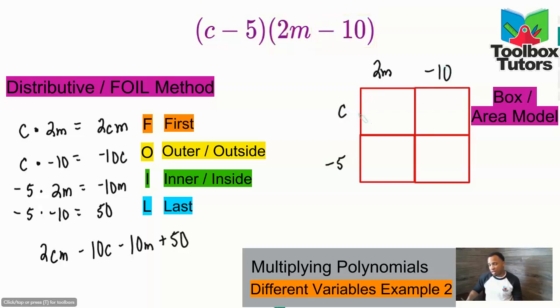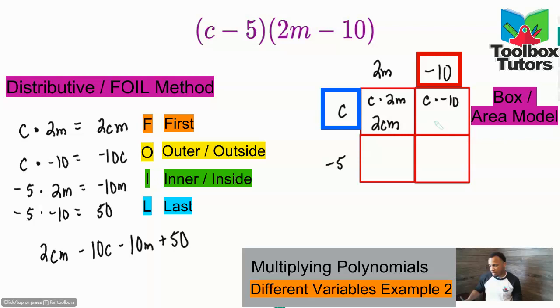Now we'll take each term and multiply the terms that meet at each box. So in this first box here, we have c and 2m meeting. So we'll multiply these two together. And we have 2cm as your final answer for multiplying those two together. In this next box to the right, we have c times negative 10. That gives us negative 10c.